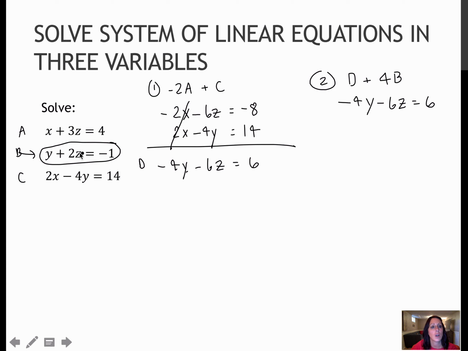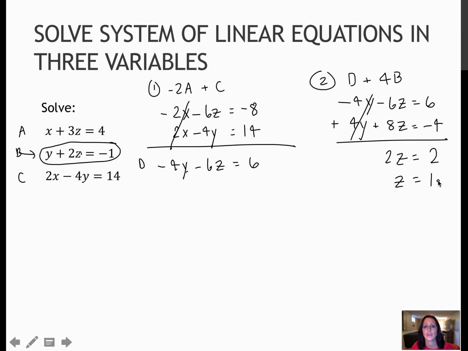I'm going to take 4 times this equation, so 4 times y, 4 times 2z, and 4 times -1. Add these together, I end up with 2z equals 2. Then of course I divide to find that z is 1.